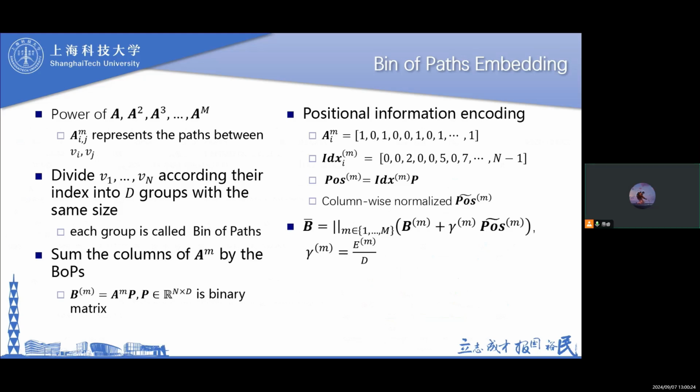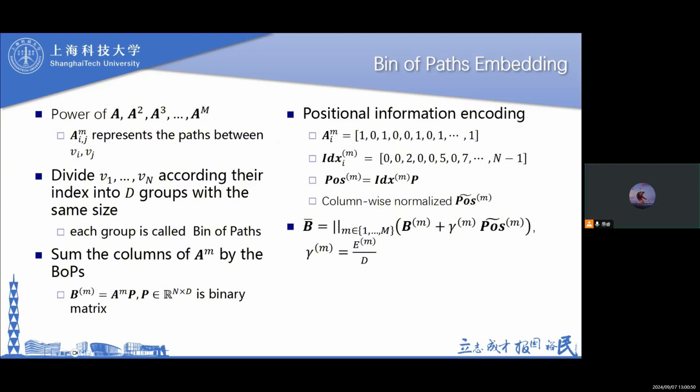Then we sum the columns of adjacency matrices with different powers by the bin of nodes here. However, simply summing up the columns of adjacency matrices may make nodes from different classes have similar topology representations. We further consider the position information of the power of A.